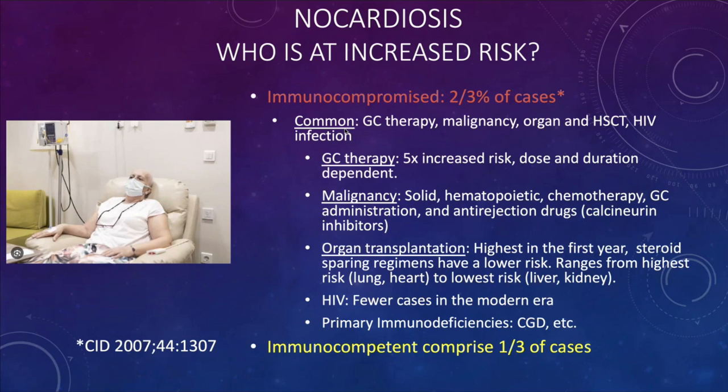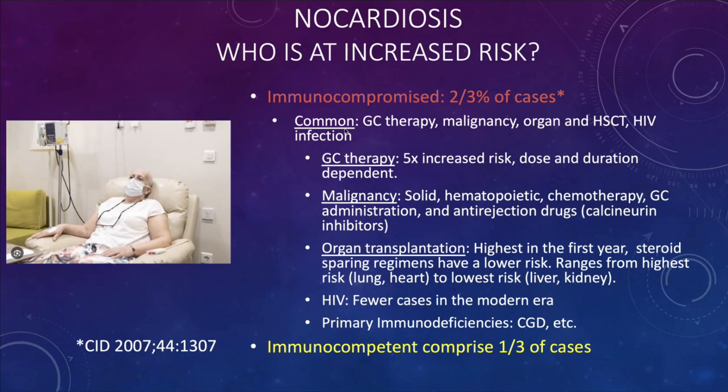About two-thirds of Nocardia cases occur in the immunocompromised, and glucocorticoid therapy is especially a risk factor. In fact, there's a 5-fold increased risk in individuals who are on glucocorticoid therapy, and it is dose and duration dependent. So somebody who gets a Medrol dose pack may be at lower risk than somebody who's on high-dose steroids for an extended period of time. We can also see it, of course, in malignancies, solid and hematopoietic malignancies, and in patients on chemotherapy, particularly when chemotherapy is paired with glucocorticoid therapy. I believe I read that the risk with somebody on azathioprine who's also on prednisone is higher than somebody who's on prednisone alone.